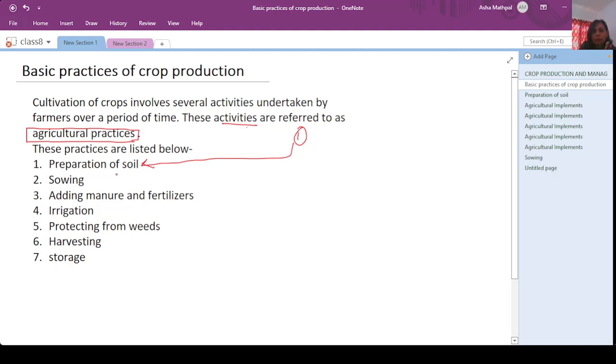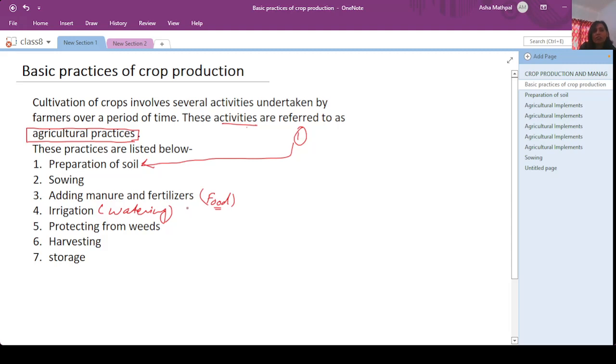Now after putting the seed in the soil, what do you do? You give it water and food so that it can grow, right? So adding manure and fertilizer is what? It is a kind of food for the proper growth and development of the plant. And then irrigation is what? Watering. So first of all, we will have to prepare the land, which is called preparation of soil. Then once the soil is in good state, the farmer will start putting seeds. Now these seeds need food and water for their growth and development. So the third and the fourth step will become adding manure and fertilizer, and irrigation.